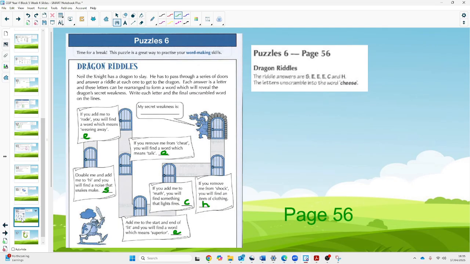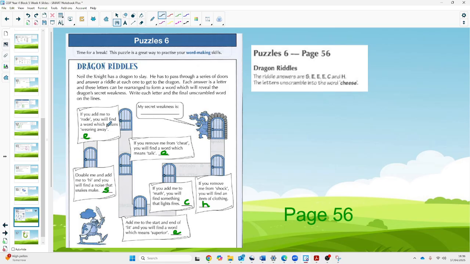And the final little task to look at is puzzle 6. So this is dragon riddles. Neil the knight has a dragon to slay. He has to pass through a series of doors and answer a riddle at each one to get to the dragon. Each answer is a letter, and these letters can be rearranged to form a word, which will reveal the dragon's secret weakness. Write each letter, and then finally unscramble the word on the line. So, let's have a little look.